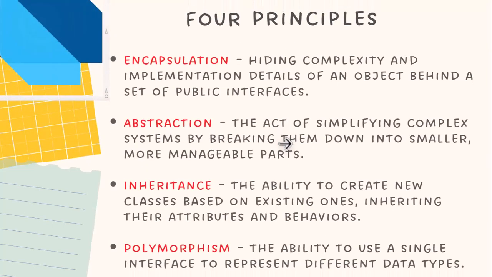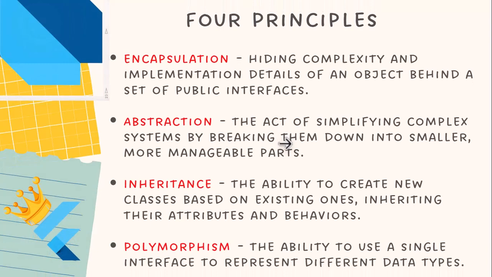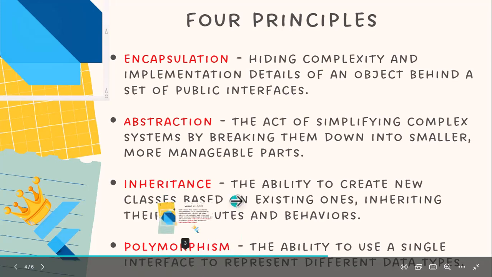There are 4 main principles: encapsulation, the act of hiding private information; abstraction, the act of simplifying complex systems by breaking them down into smaller, more manageable parts; inheritance, the ability to create new classes based on existing ones, inheriting their behaviors or attributes; and polymorphism, the ability to use a single interface to represent different types of data.